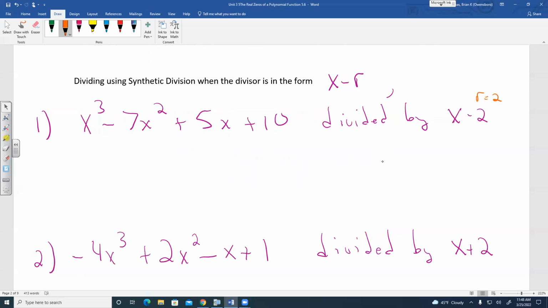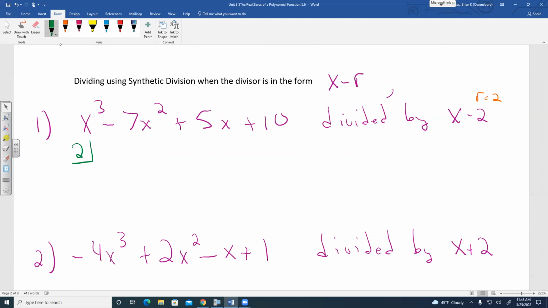So remember, it's always going to be backwards since x minus r is up here. We have that from x minus r being a factor. 2 would be called a zero, or an x-intercept, if you will. So if I'm using synthetic division, this 2 goes on the outside here. I make a little section off, a box there. Usually it's drawn like that. We put this little 2 here.